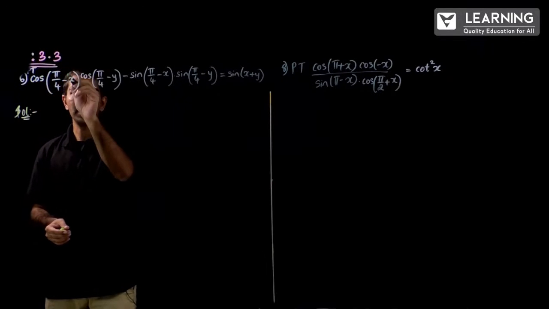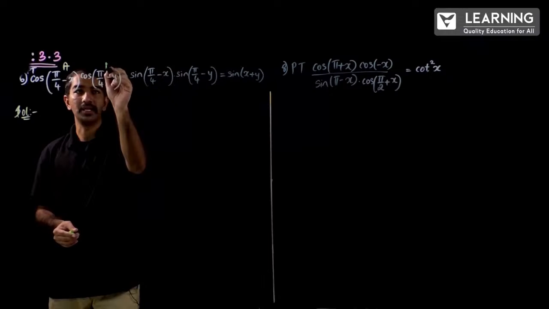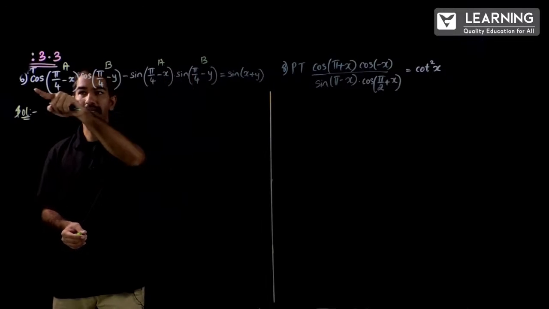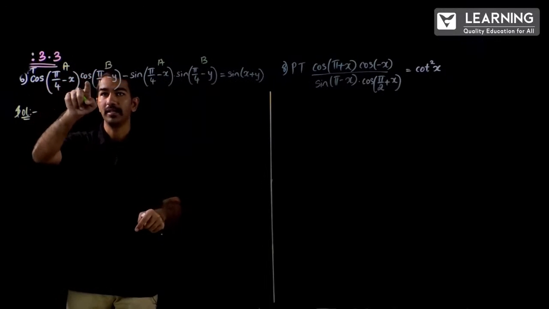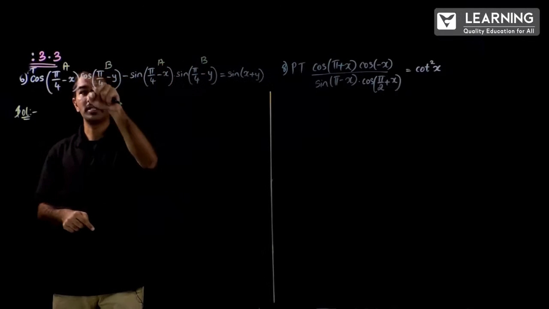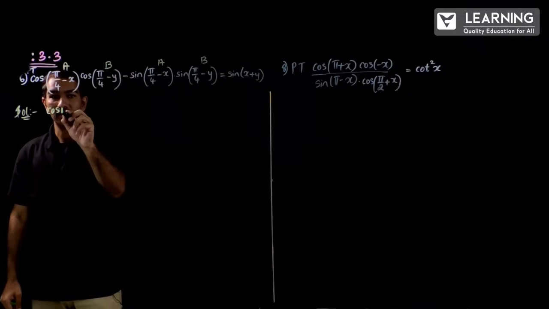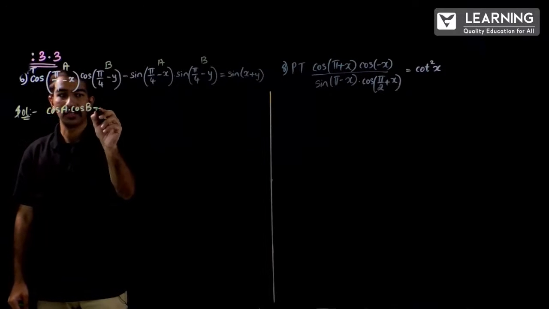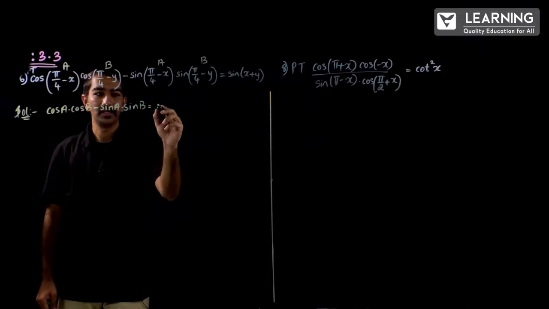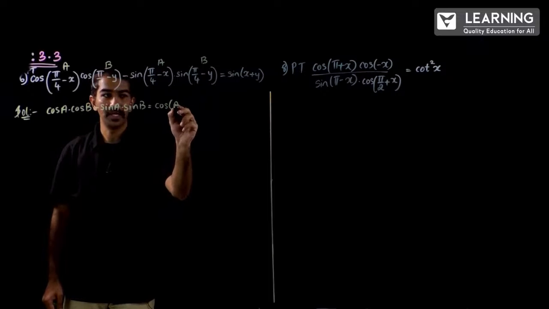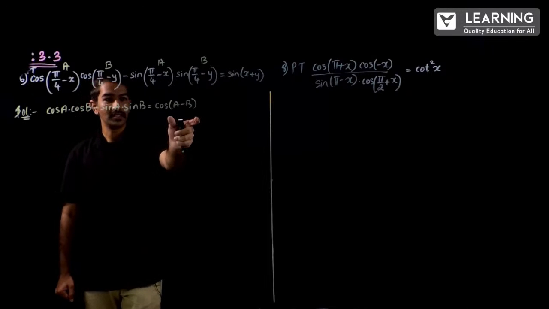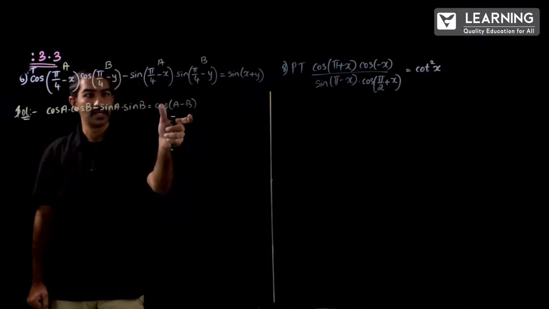You take this pi by 4 minus x as a, and pi by 4 minus y as b. Now read this: cos a into cos b minus sin a into sin b. What is cos a, cos b? So here we'll write, students, cos a dot cos b minus sin a dot sin b. This is equal to what? This is equal to cos of a plus b. Is that correct? Yes or no, students? Which formula is this? This is the compound angle formula.